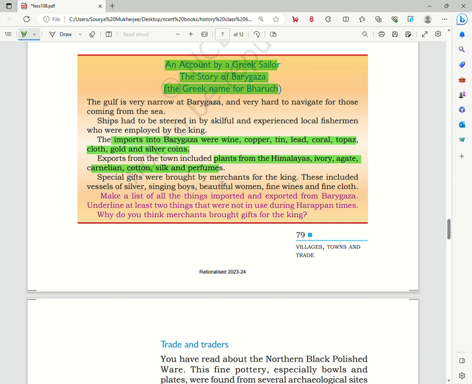Special gifts were brought by merchants for the king. These included vessels of silver, singing boys, beautiful women, fine wines and fine clothes.